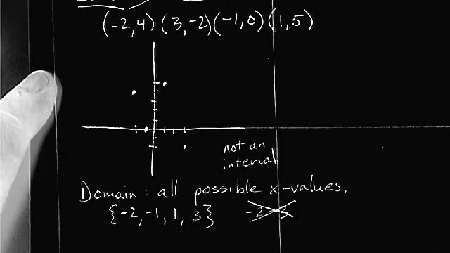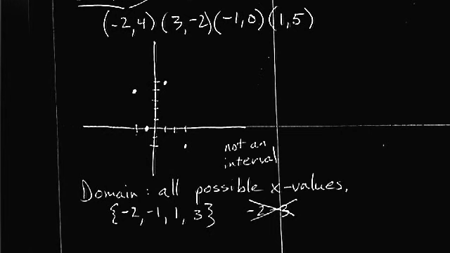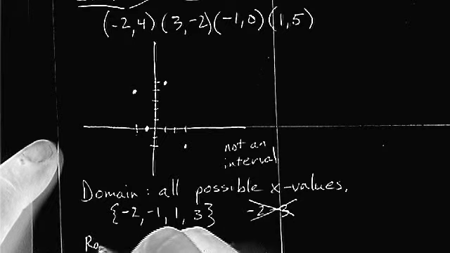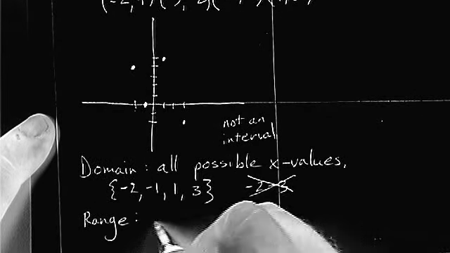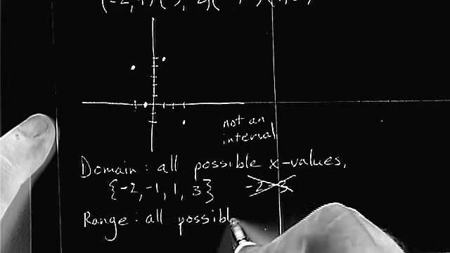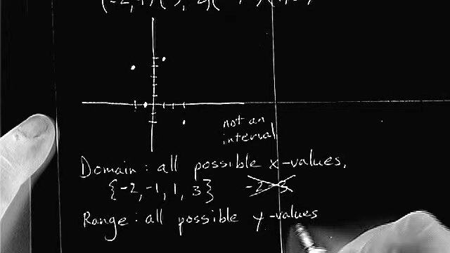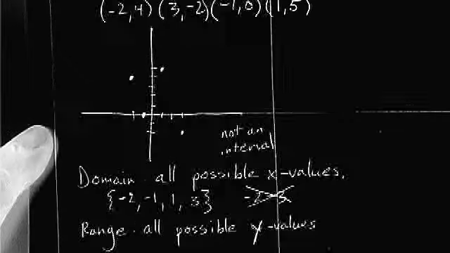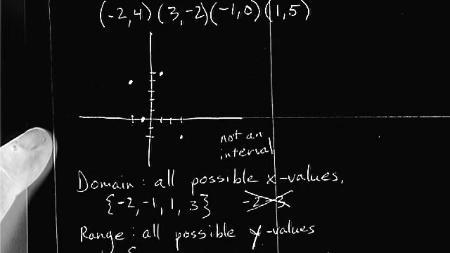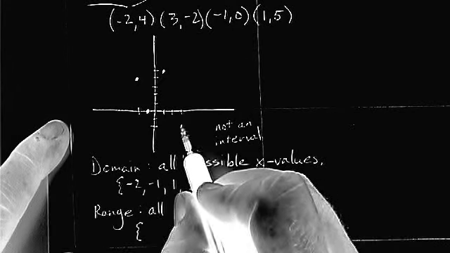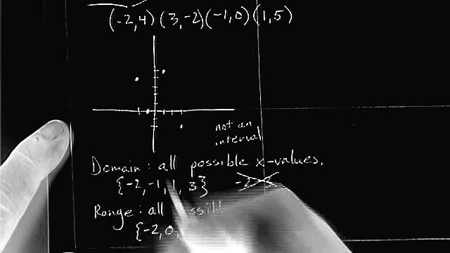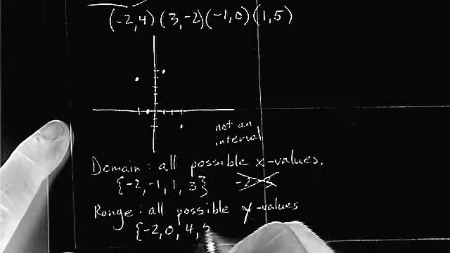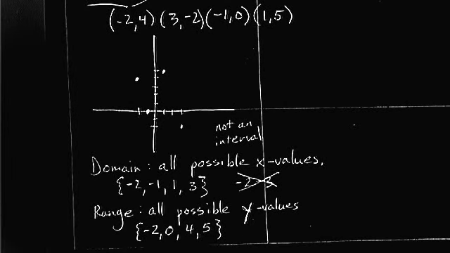Now, are there situations where it is an interval? Yes. But not in this case. There's only 4 coordinates on this particular relation. Now, the range would be all possible y values. So when I look at this particular situation, I have -2, 0, 4, and 5. Truthfully, you do not need them in order, but a lot of times you do see them in order. It does not mean that you have to have them in order for the range. You're just looking for all the possible y values. So all the x's here, all the y's here.